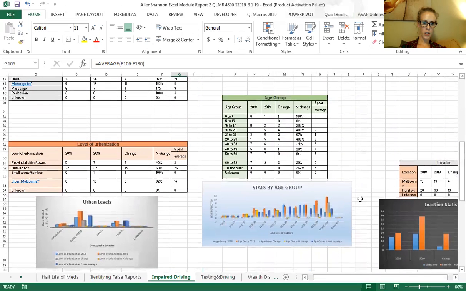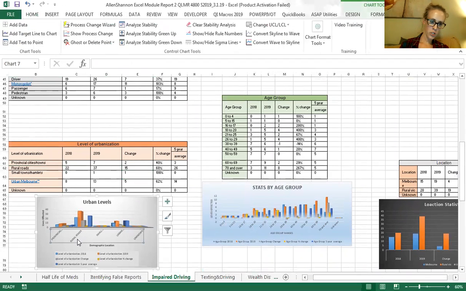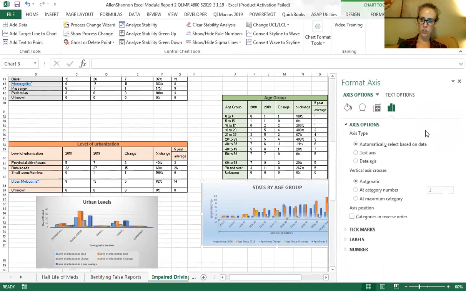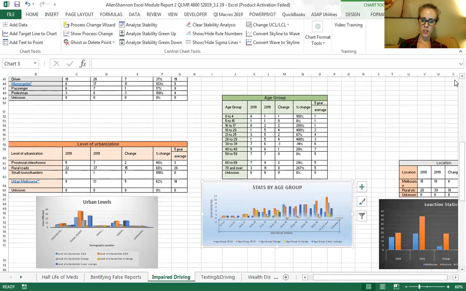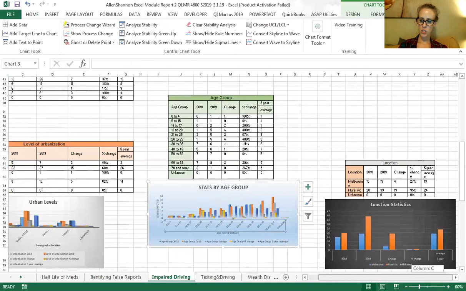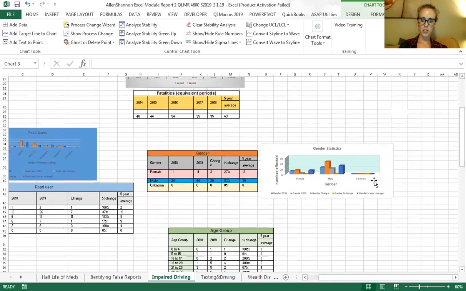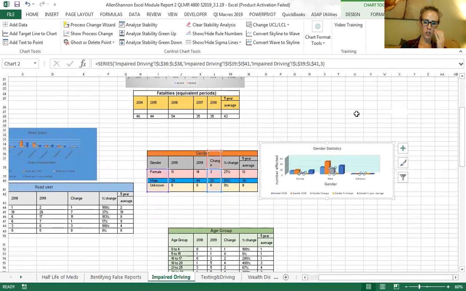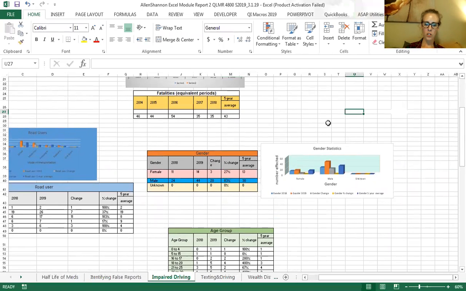It's all calculated in terms of level of urbanization here. Those were different variables: rural roads, small urban. It was stats by age group. We can see the difference in age groups that are affected. The location statistics geographically, like I said. Then there are some statistics in the charts and graphs that are based on gender.